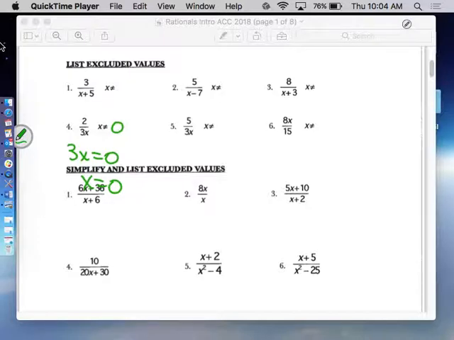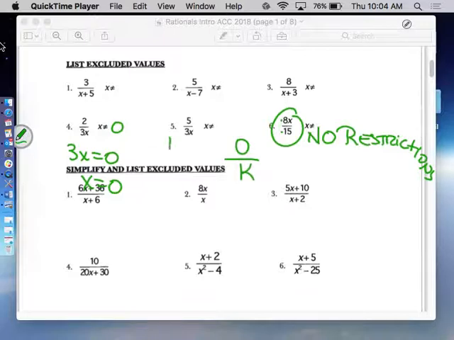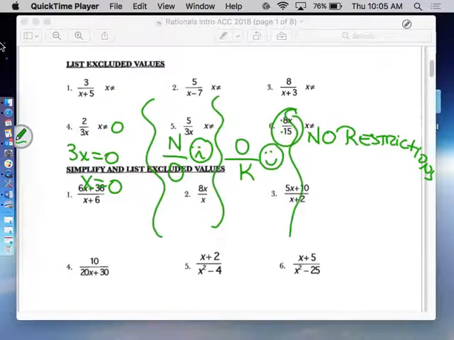Looking at number 6, notice that the variable is in the numerator. There's no variable in the denominator. So here you would have no restrictions. X could be all real numbers, simply because I don't have the variable in the denominator. It's okay to have 0 on top, but it's not okay to have 0 in the denominator. So if that helps you at all, then use that little acronym to help you understand or memorize this if you're struggling with it.